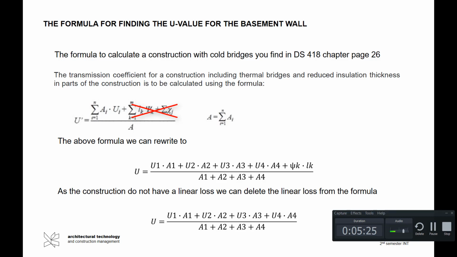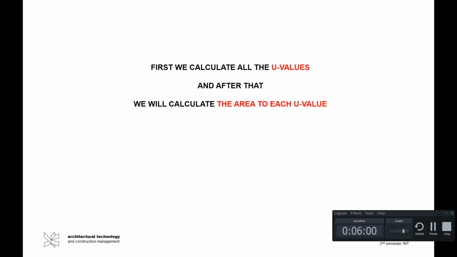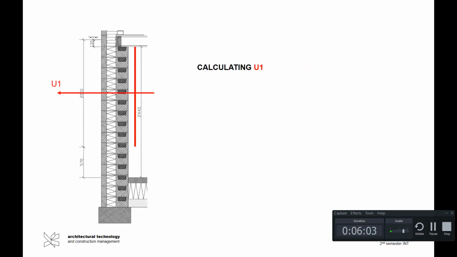I have rewritten the formula down here, so we have all the different U values, U1, U2, U3, U4, and then also the linear loss. But as we do not have the linear loss, then we can delete that. So the bottom part here will be the U value for the basement wall that we have to calculate. So we have to divide it into small parts. So first we calculate all the U values, and after that all the areas to the U value. That's what we need to do. So first we're looking into the U value U1, and that's the part we have down to 2 meters under terrain.